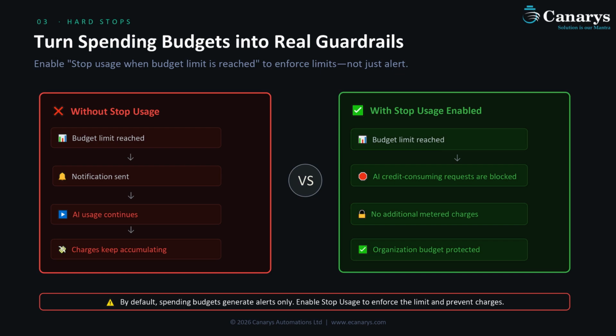By default, when the budget limit is reached, GitHub simply sends a notification and AI usage continues, which means additional charges can still accumulate. To turn a budget into a real guardrail, you must enable the Stop Usage When Budget Limit is Reached option. Once enabled, any AI requests that would consume additional metered credits are blocked, preventing further charges and keeping your organization within the configured spending limit. In short, budgets notify, while stop usage enforces.